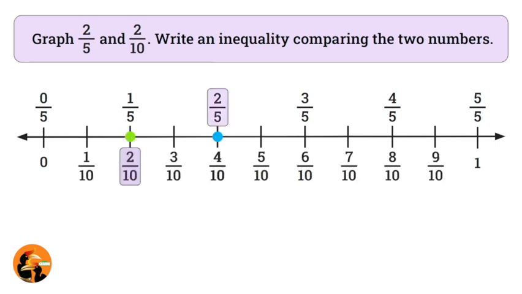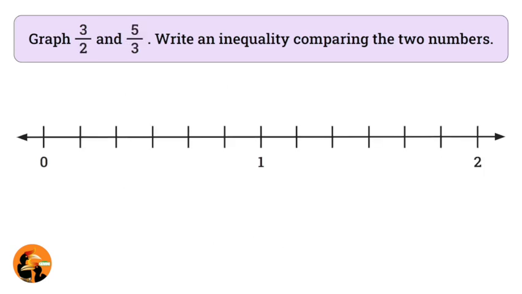Now let's compare the fractions. Since 2/5 or 4/10 is farther to the right on the number line, it is the greater fraction. If we were to write an inequality statement comparing the two, we would say that 2/5 is greater than 2/10. How about we graph and compare one more set of fractions? Let's graph 3/2 and 5/3 and write an inequality comparing the two numbers.